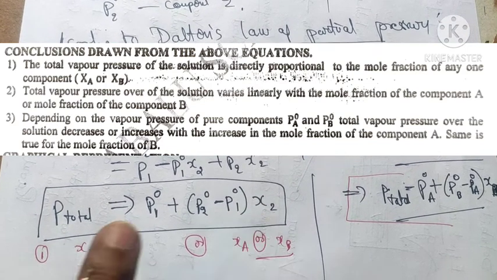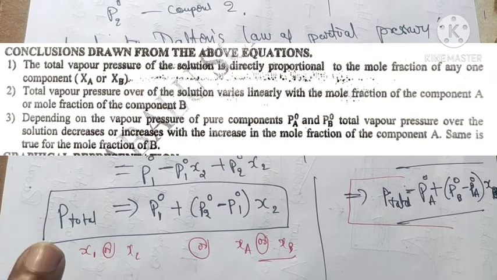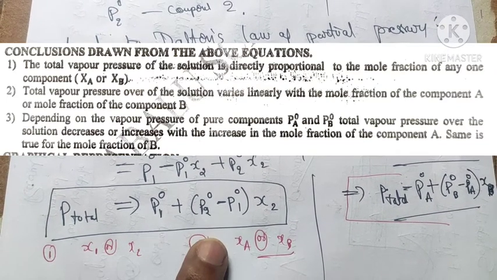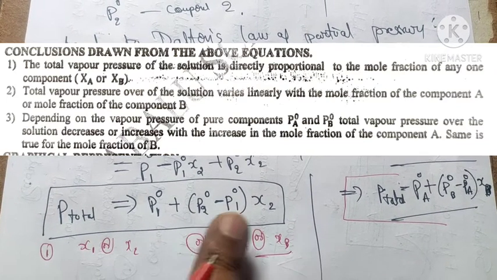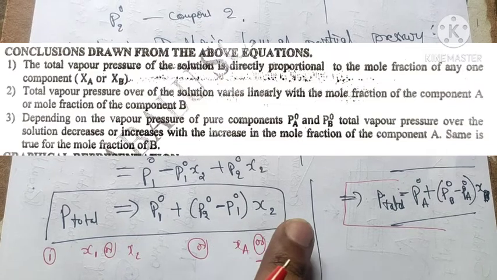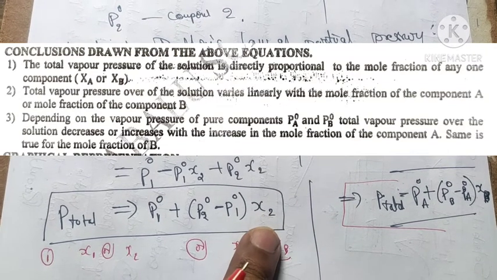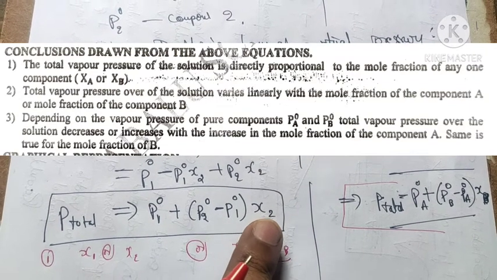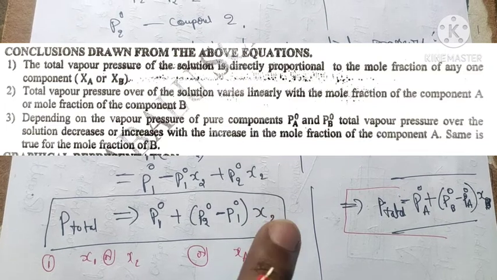Okay, so the next point: the total vapor pressure over the solution varies linearly with the mole fraction of component A or component B. Same, what does it vary with? It can be component A or component B, either one.